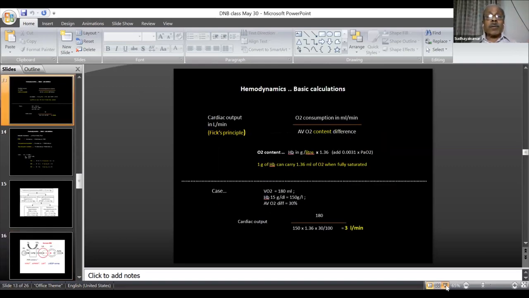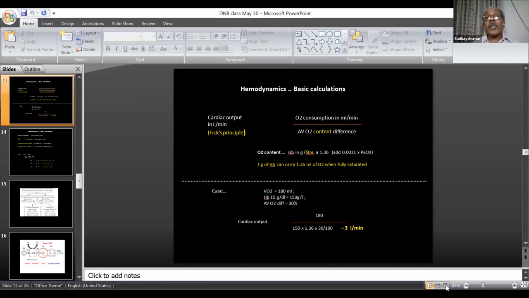Okay. Now we try to calculate the case. Cardiac output. Oxygen consumption in ml per minute, 180. That is VO2 is 180. Then arteriovenous content difference. Hemoglobin in gram per liter. 15 gram per deciliter is 150 gram in liter into 1.36. That is the oxygen which can be carried if it is 100% saturated, into 30%, 30/100.